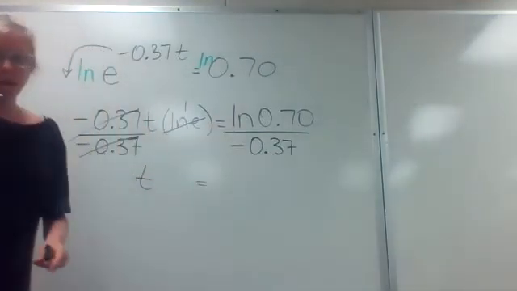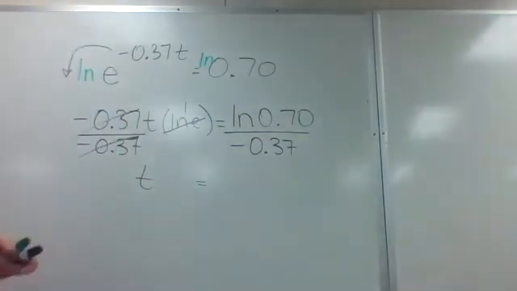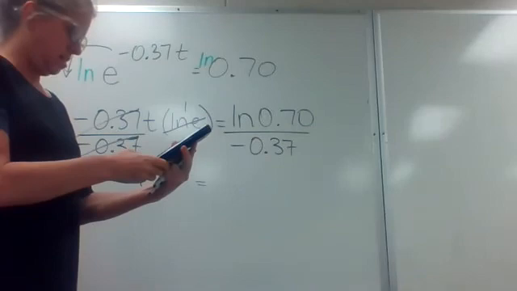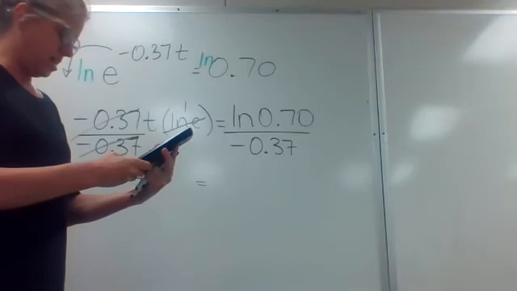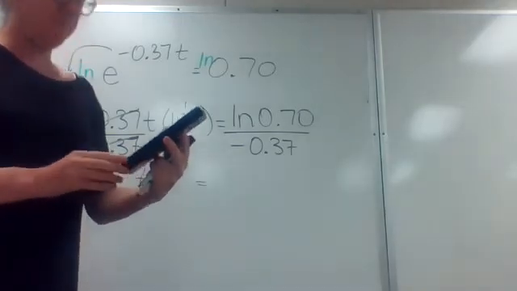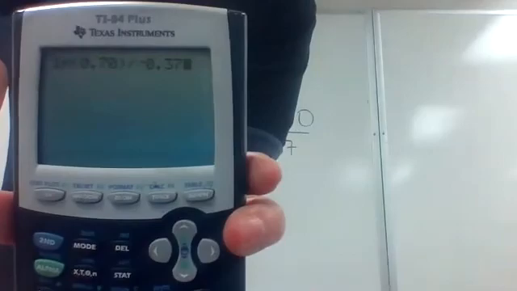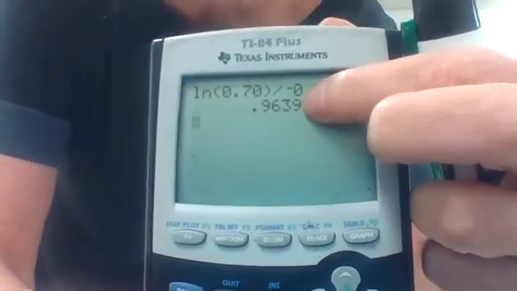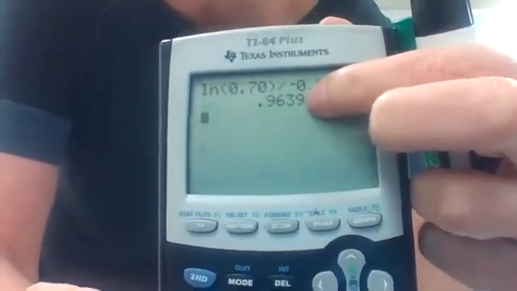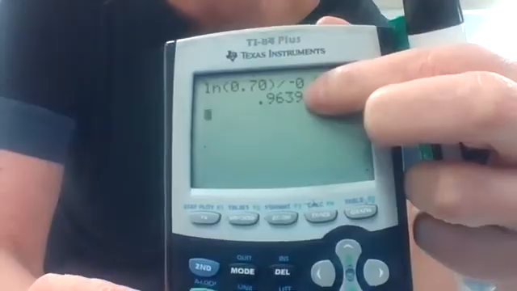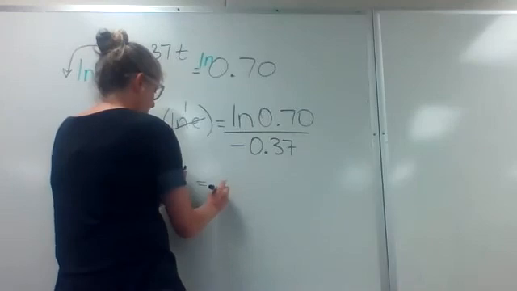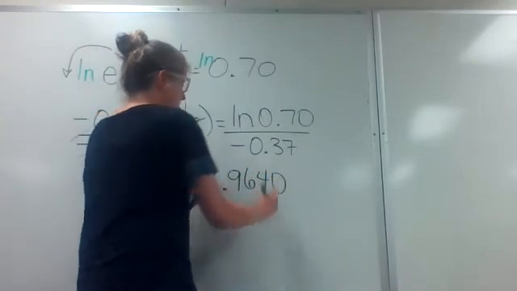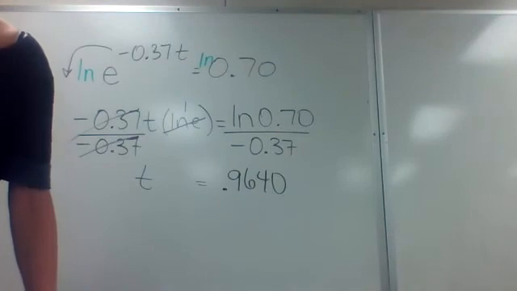So I'll push this in my calculator, round it to 4 decimals. So I've got ln 0.70, close, divided by negative 0.37. Round it to 4 decimals. So after that 9 is an 8, which means I do need to round up. So that 39 is going to round to 40. So I have 0.9640.